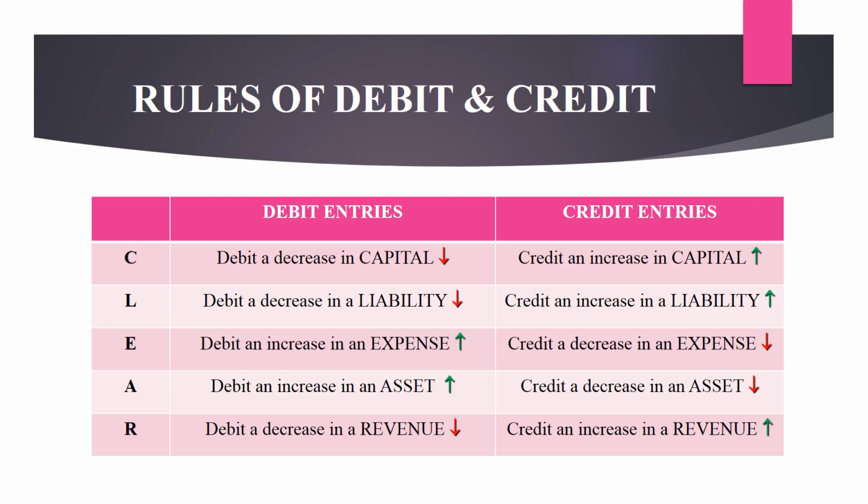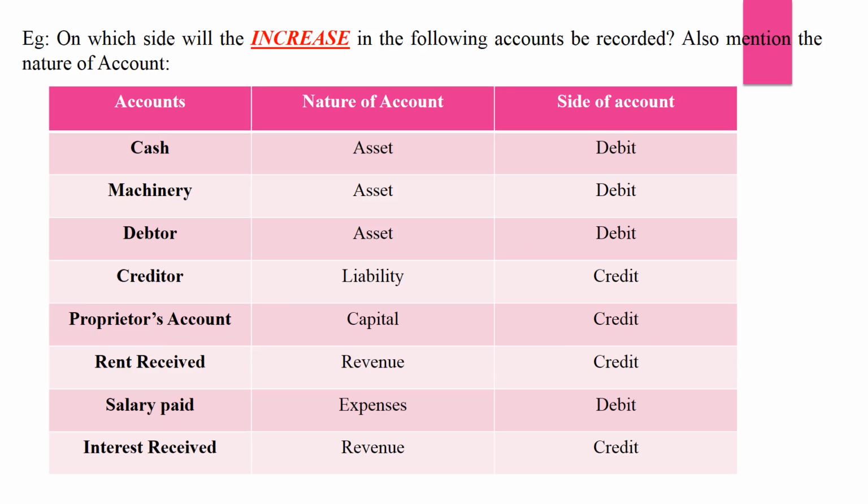from the accounting point of view, because on the basis of the rules of debit and credit we'll discuss the next chapter, that is books of prime entry, journal. On the basis of these rules we'll be passing journal entries in the books of accounts. Okay, now I've taken an example. On which side will the increase in the following accounts be recorded? Also mention the nature of account.